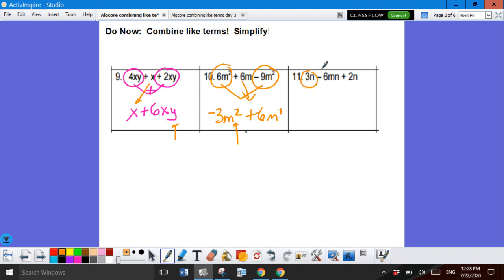All right, so I've got a 3n and a 2n. If I add, that's a 5n. The minus 6mn is next. Now, is this one in the right order? You might be thinking, well, yeah, because the n is by itself. Well, but this has an m. And doesn't m come before n? So in actuality, this one should look like this. Okay, because the mn should come before the standalone n.